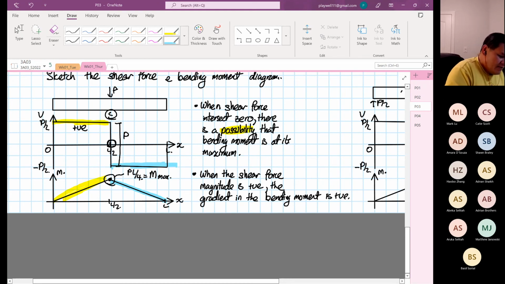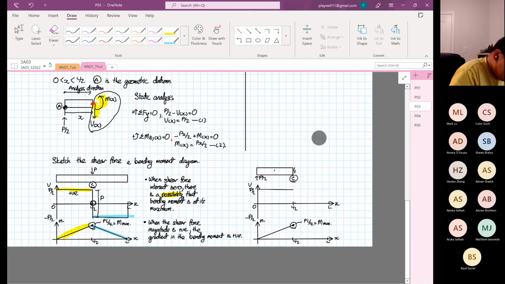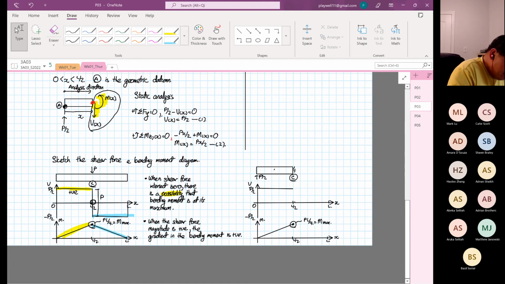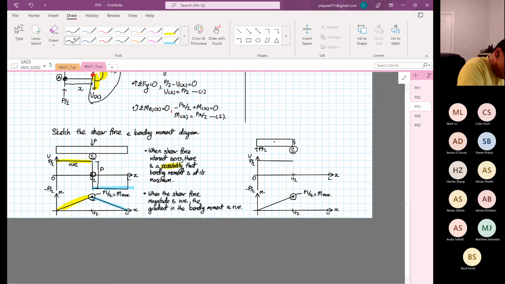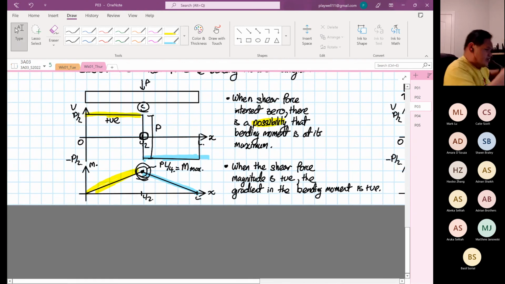So where failure will occur, to be more specific, is usually where the bending moment is at its maximum. For a simply supported beam, it's at point C. In a cantilever beam, it's at point C also because the bending moment is at its maximum. Now, another thing I want to highlight regarding the bending moment diagram, I know this is a lot coming to you, is just for you all to recap what you have learned before.